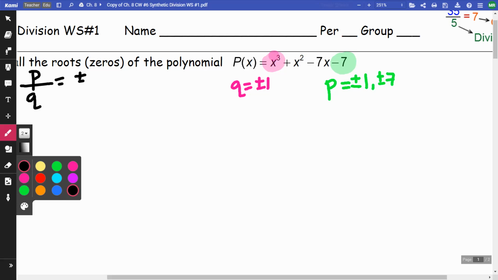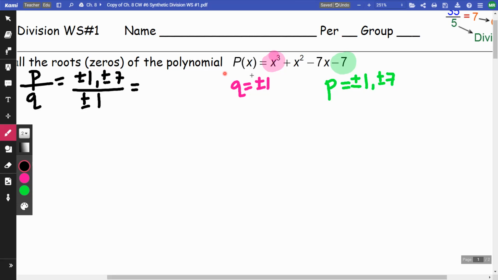So what we do is take all of the P's, plus or minus 1 and plus or minus 7, and put them all over all of our Q's, which are plus or minus 1. Anytime your lead coefficient is a 1, all of your P over Q's are going to end up being integers, not fractions. 1 over 1 is 1, so I have either a positive or negative 1. 7 over 1 is 7, so I have a positive or negative 7. Those are the only possible rational solutions.